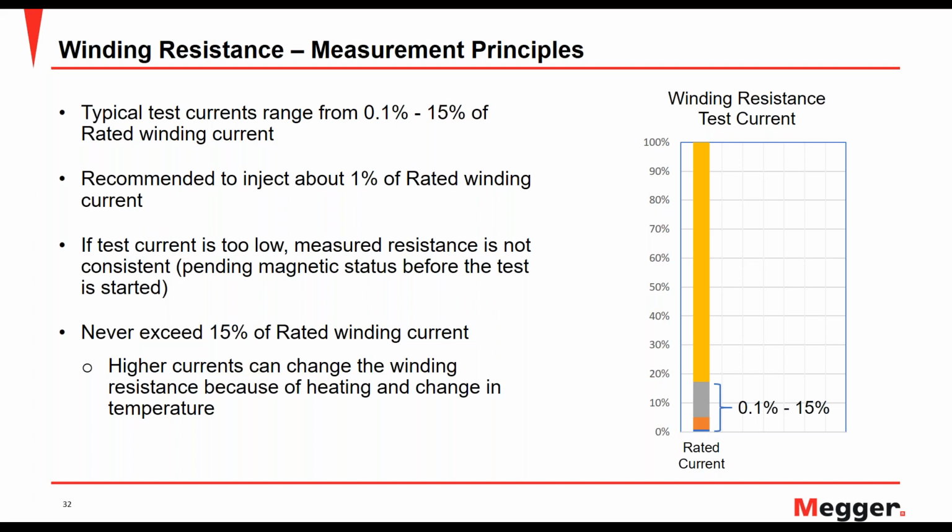Again, I would like to drive this point home that we should never exceed 15% of the rated winding current, because now you are going to start heating the winding, which will change the resistance and give you an inaccurate reading.